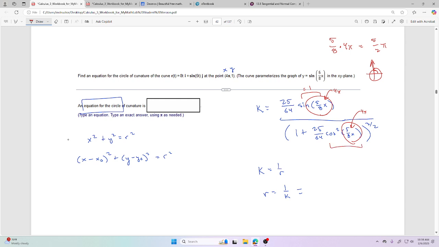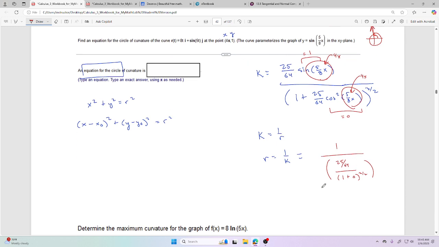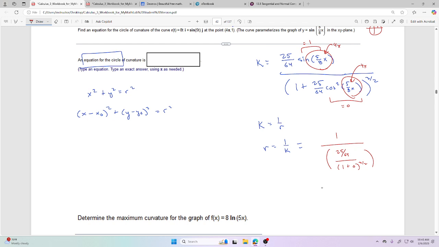And then the cosine is going to turn into a, wow. So that's kind of nice. It makes it a lot easier. So I'm going to do 1 over, just because I'm being silly now for a second, 25 over 64 divided by 1 plus 0, because everything turns to 0 right there, to the 3 halves. And you can see that I'm going very ridiculous here, because you don't need all that. Essentially, you're going to take this bottom one and flip it. 64 over 25. That's my expected radius.